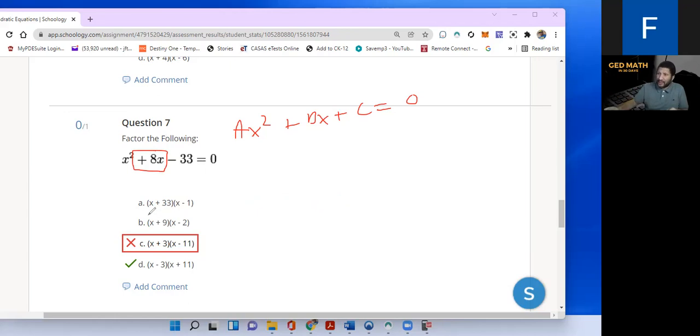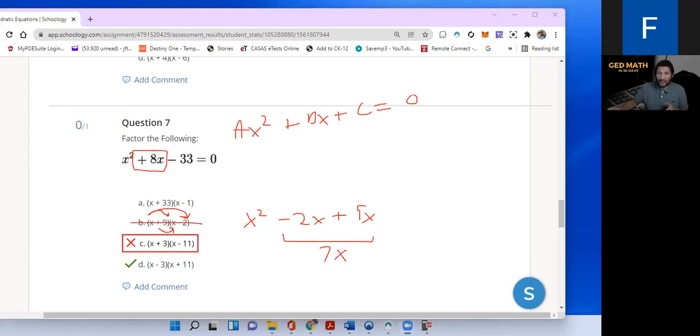So what is x times x? X squared. What is x times minus 2? Negative 2x. What is 9 times x? 9x. What is minus 2x plus 9x? 7x. So again, we need to get 8x, so we know it's not b.